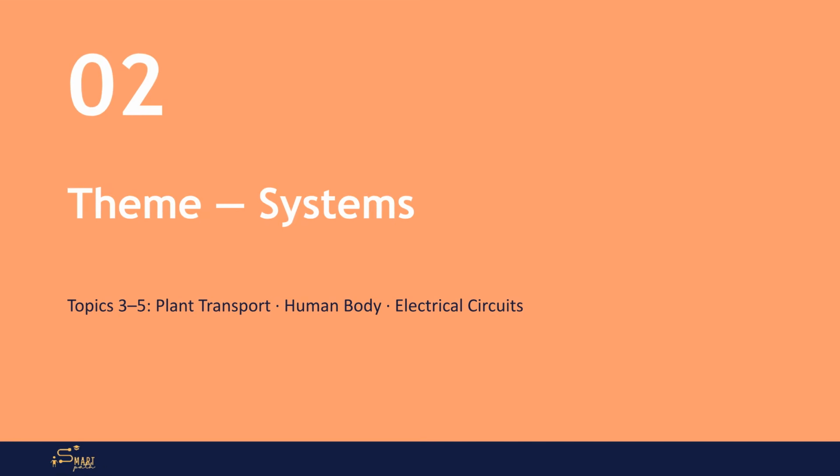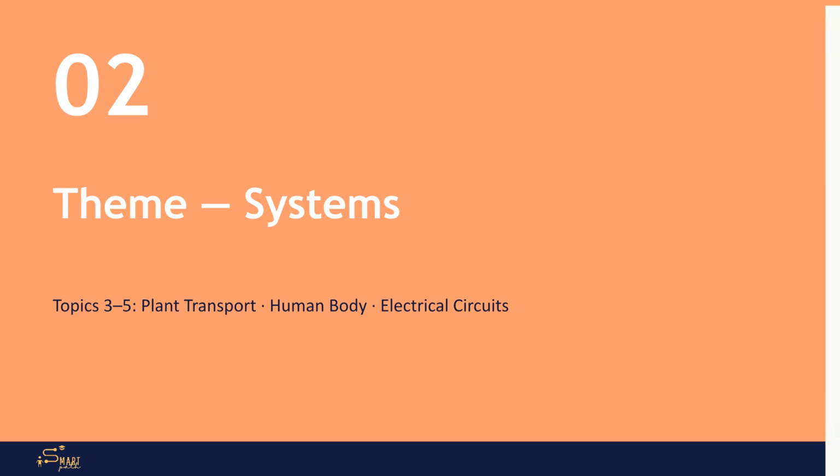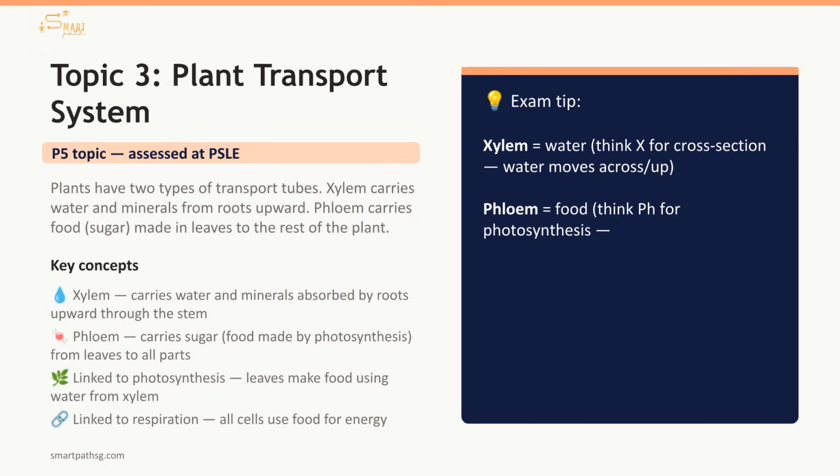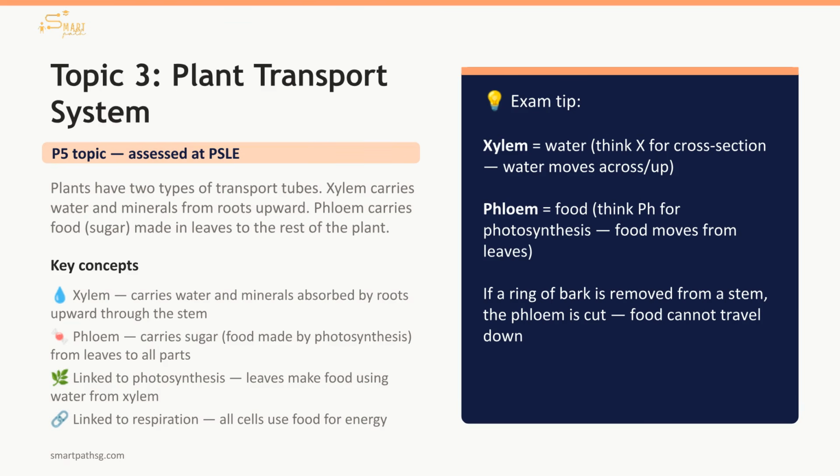Now the systems theme, covering 3 topics: plant transport, the human respiratory and circulatory systems, and electrical circuits. Plant transport is often tested with diagrams. Know that xylem moves water upward, and phloem moves sugar from the leaves. A common exam application is the ring barking scenario. Removing bark cuts the phloem, preventing food transport downward, and killing the plant below the cut.